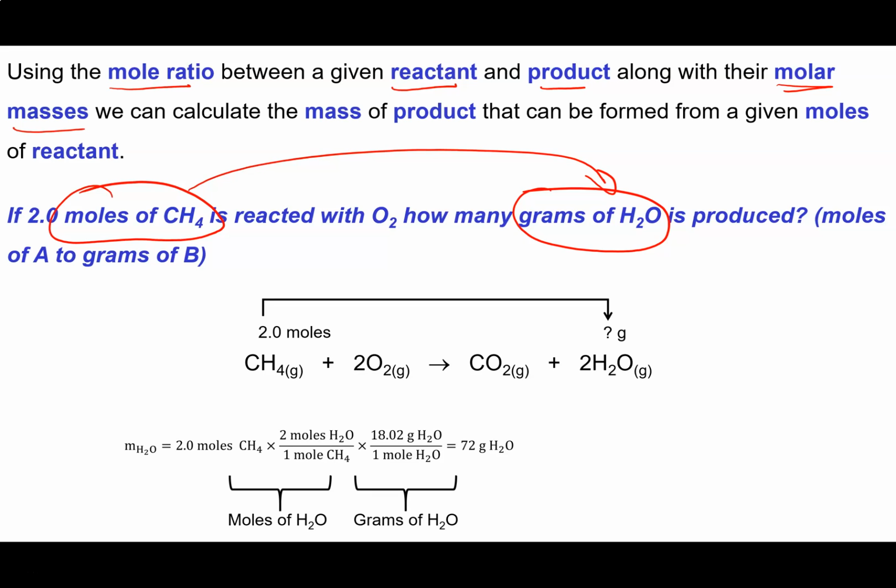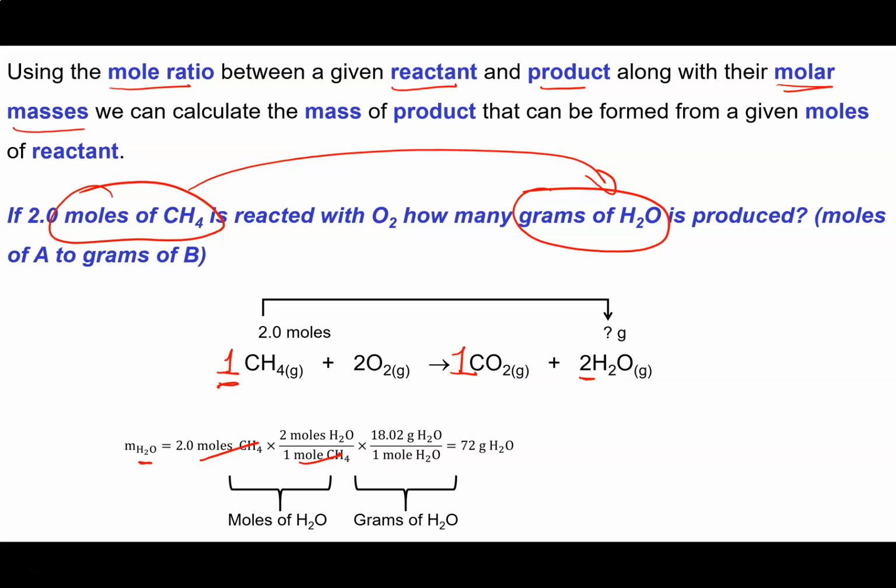It's going to be very similar to what I was doing previously, except we're going to be using coefficients that are in our balanced equation to construct our mole ratio rather than the subscripts that are within a formula. So to get the mass of water, which is what I'm looking for, I take my moles of methane and turn that into moles of water by multiplying by the mole ratio. And you can see here I get 2 moles of water for every 1 mole of methane. So that turns my moles of methane into moles of water.